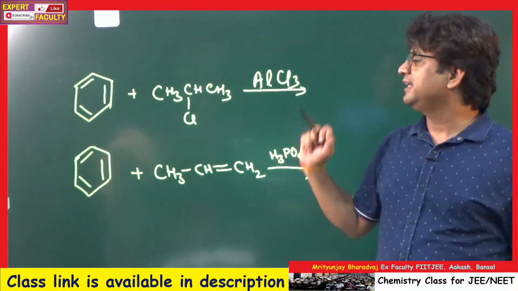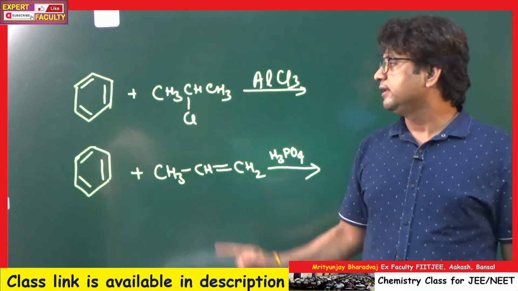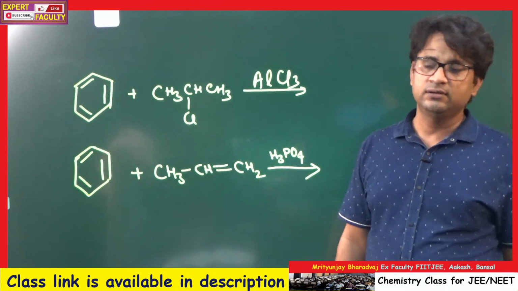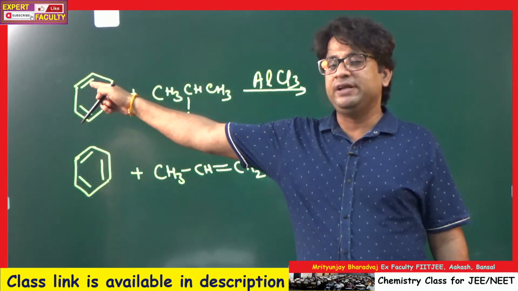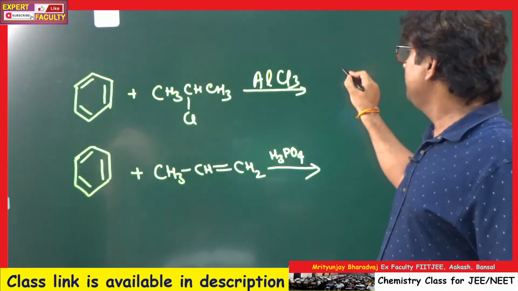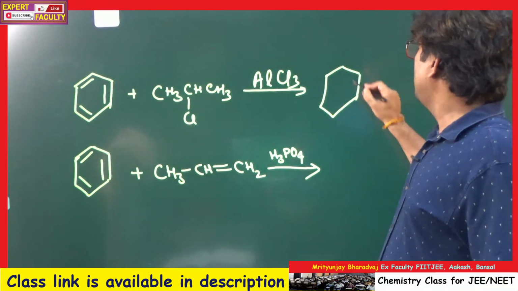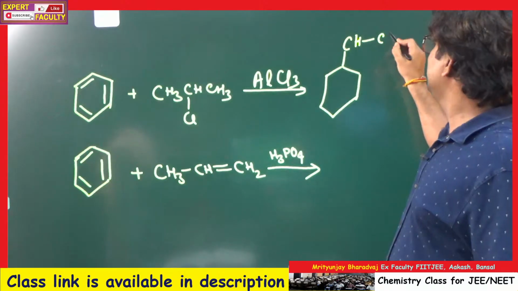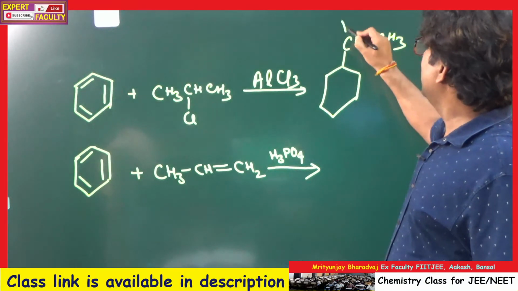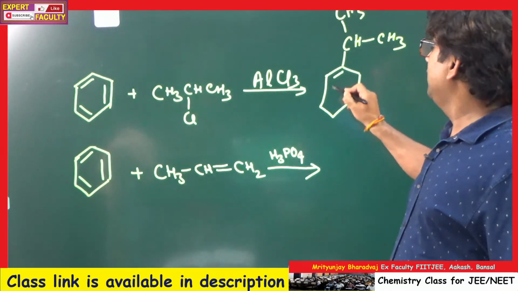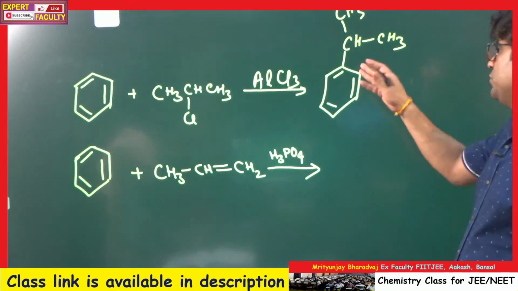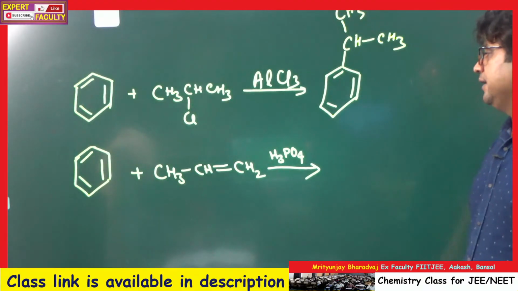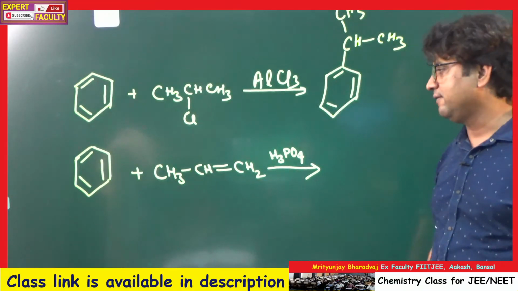Cl will be taken by the AlCl3. Then the carbon will get a positive charge. That will act as an electrophile, get bonded to the benzene ring, and finally we will have an alkyl group on the benzene ring. That's why the reaction is named alkylation, because an alkyl group is getting bonded to the benzene ring. The complete name is Friedel-Crafts alkylation.